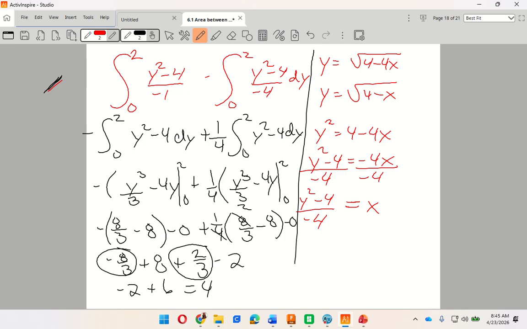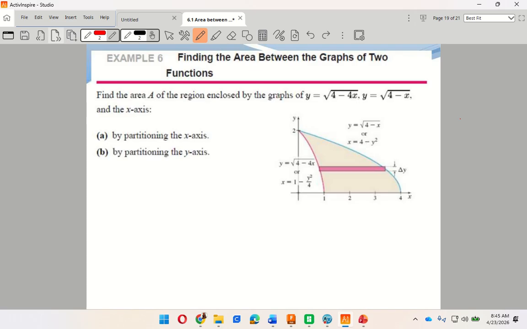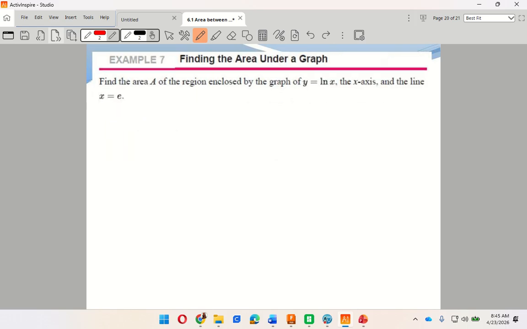All right. Let's see. We got one more problem to go over. We already did that one right there. This is actually looking at it from the other direction. Okay, find the area A enclosed by the region of the graph y equals ln x, the x-axis, and the line x equals e. Okay, start by a basic sketch.